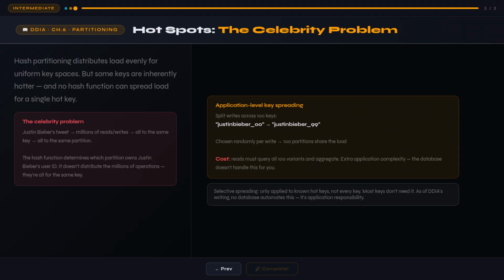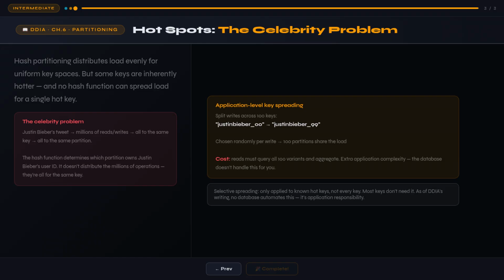The most common technique is application-level key spreading. Instead of writing all operations for user Justin Bieber to one key, you split writes across 100 different keys: Justin Bieber_00 through Justin Bieber_99, chosen randomly. Now those 100 variants spread across 100 partitions or more, and the write load distributes. The cost: reads now have to query all 100 variants and aggregate the results. The application must track which keys have been split, and apply the splitting selectively, not to every key, since most keys don't need it. This is extra application complexity that the database doesn't handle for you.